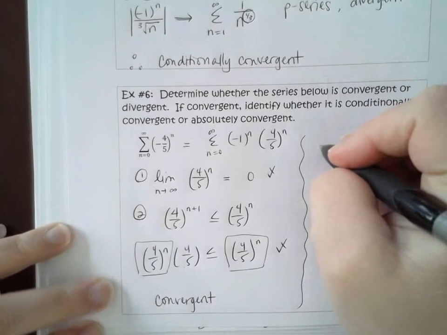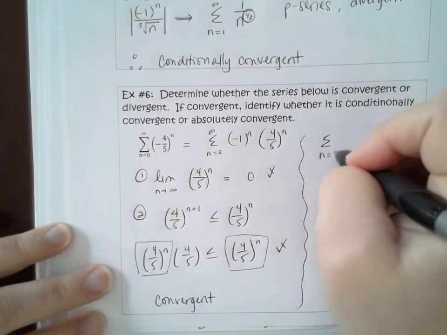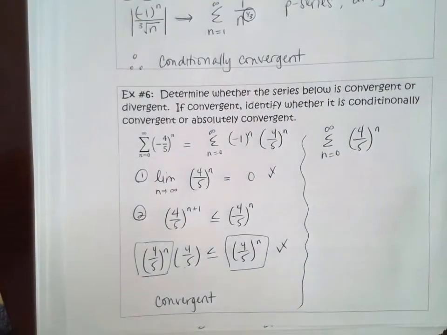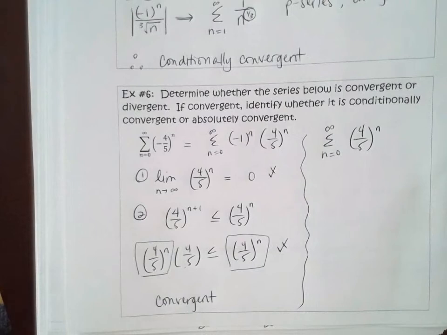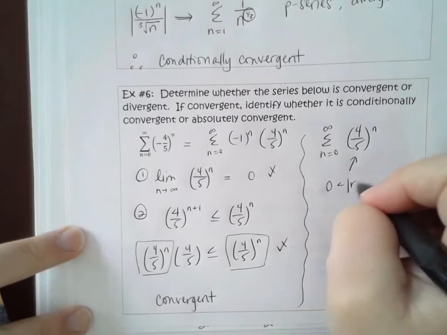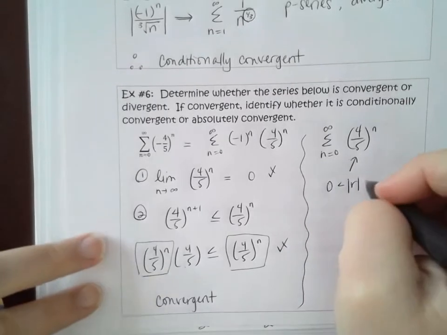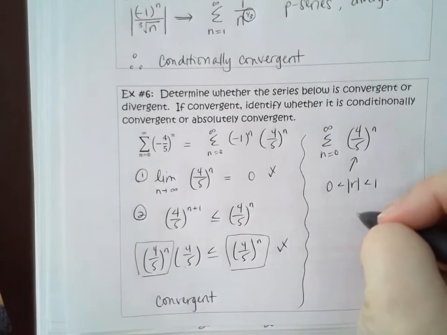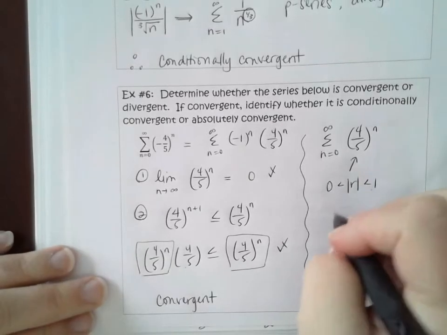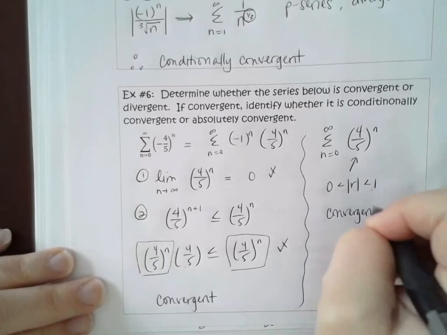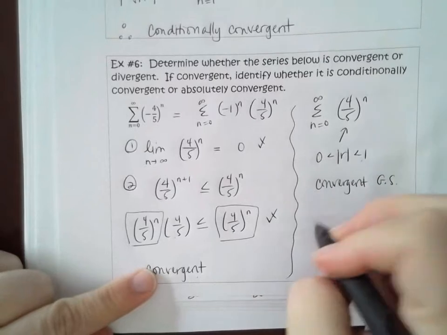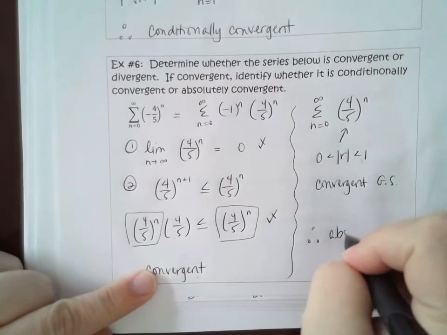The second set of circumstances says, okay, now look at the series of just the non-alternating piece, the absolute value piece. Would this be a convergent series if it stood alone? Well, it's a geometric series, and your R value, I don't have to use absolute value here because it's positive, but the R value is 4/5, which falls in this category. This is convergent. Specifically, it's a convergent geometric series. So if I put convergent with convergent, I get an overall absolute convergence.